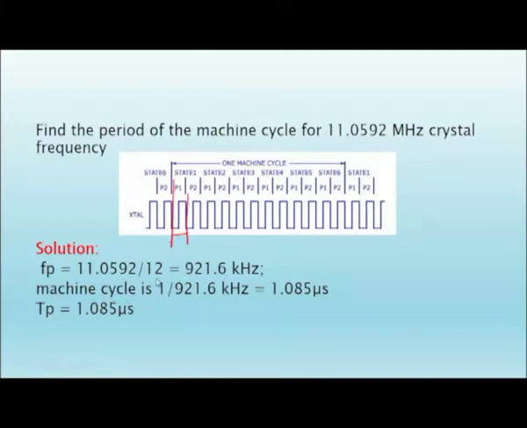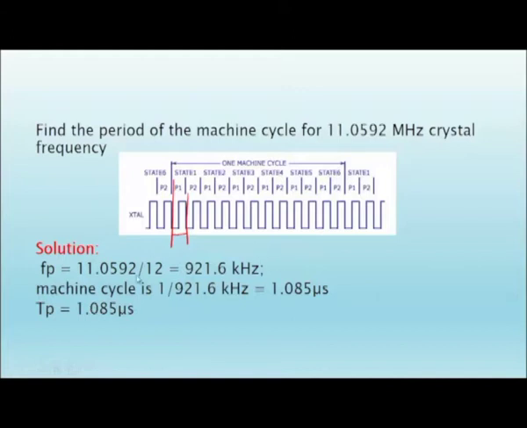Based on that, now we calculate. To get the frequency for the single pulse, the given frequency, or the system frequency, is divided by 12. So, the given frequency of 11.0592 megahertz is divided by 12 to get the frequency of the single pulse. The value is 921.6 kilohertz.